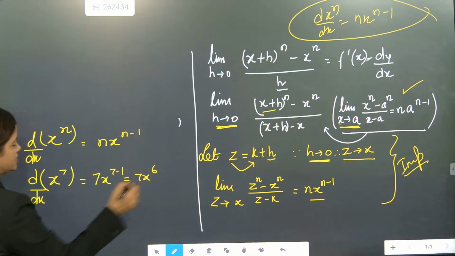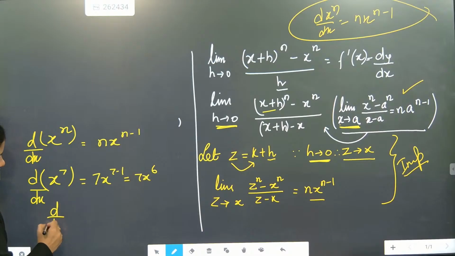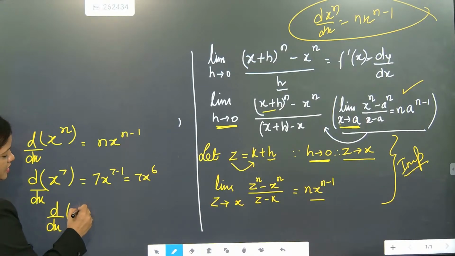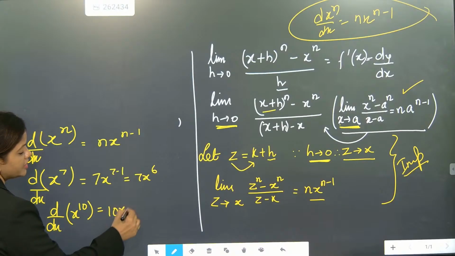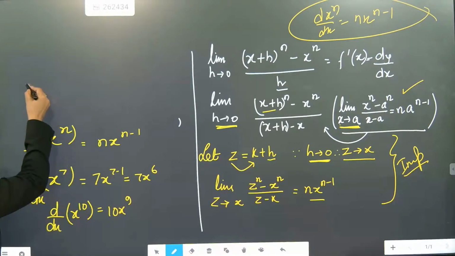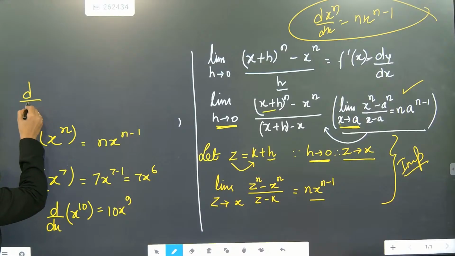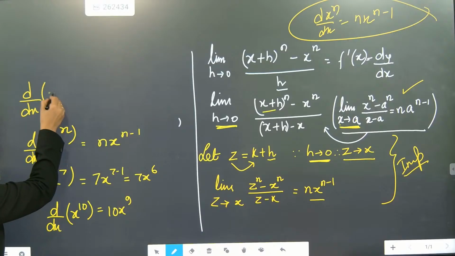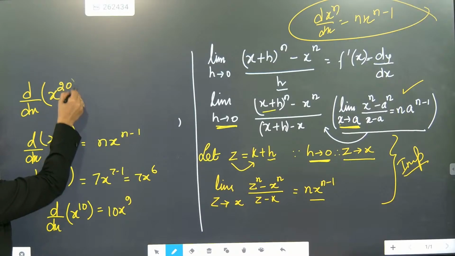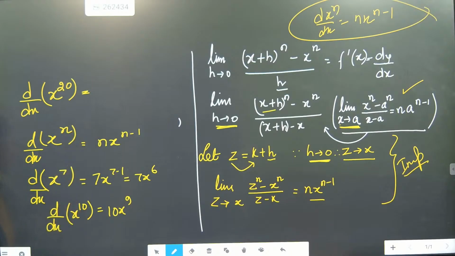7 x 6. Nishika, if somebody asks you this, what answer are you going to say? 10x to the power 9. Siddharth, Payoj, beta, answer this question. Rudra, Sujata, everybody, x to the power 20 is written. What answer will come, beta?